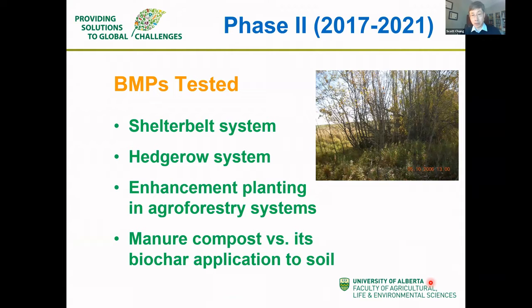We thought in the agriculture production system, based on our finding from the first phase, it's a major source of greenhouse gas emissions, much greater than in forest land use in agriculture systems. So we thought there must be BMPs that we can design to help to change that situation. So the BMPs tested in the second phase, including the 2 agriculture systems, as well as the enhancement planting, as well as the application of manure biochar.